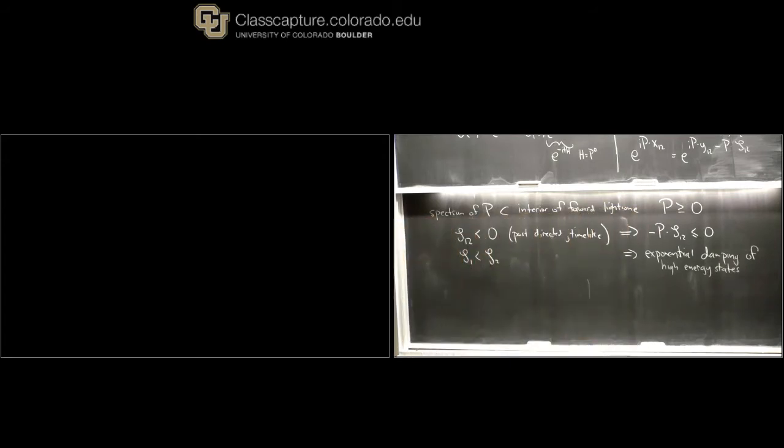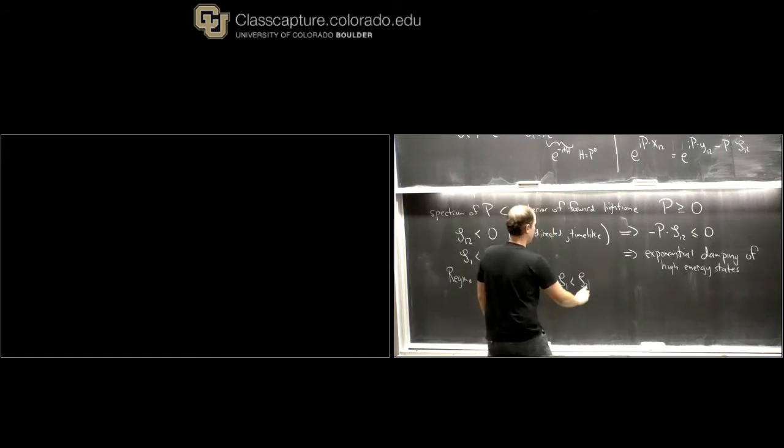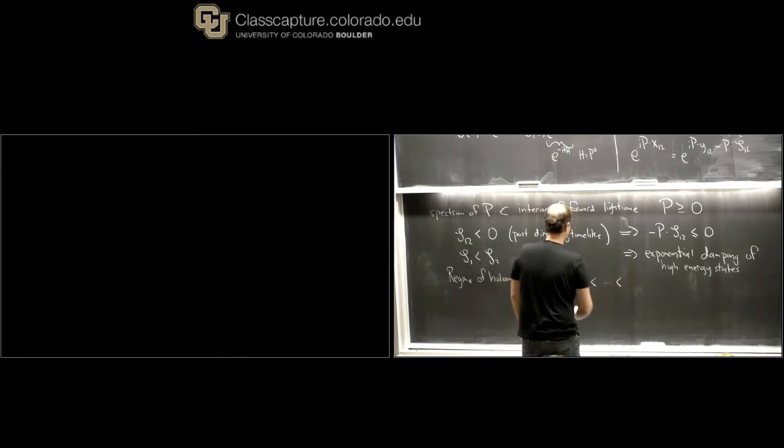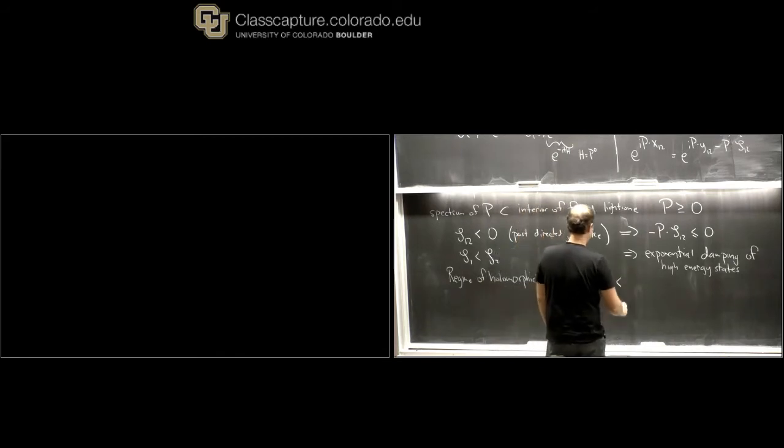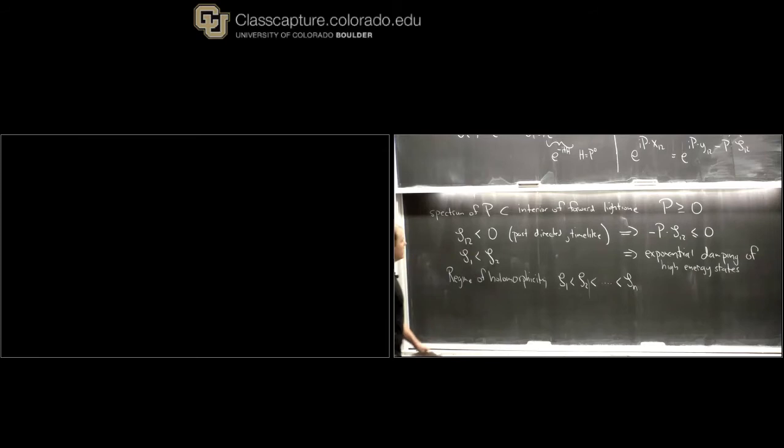Okay, and that exponential damping of high energy states makes the correlator beautifully convergent and holomorphic in this region. So it means that the regime of holomorphicity in a QFT is zeta 1 less than zeta 2, and a similar argument tells us that we need each vector here to be in the past of the next one. Okay? So this is the condition.